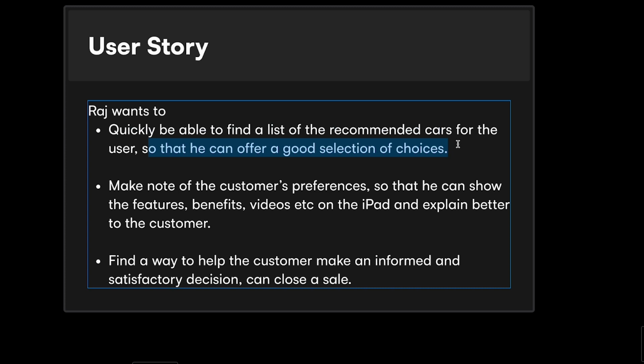So it's important to mention who this person is, what they want to do, and why they want to do it. Then he wants to make a note of the customer's preferences. That's what he wants to do, so that he can show the features, benefits, videos, etc. and explain better to the customer, right? This is the why. Then Mr. Raj wants to find a way to help customer make an informed decision, right?